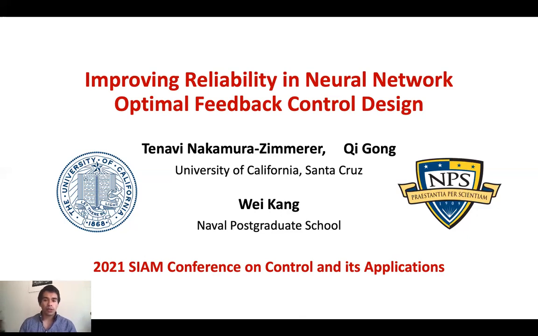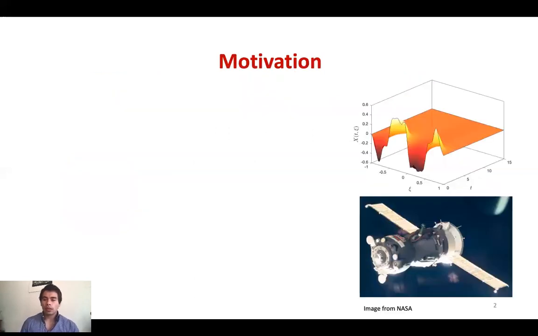This talk is about some recent research trying to improve the reliability in using neural networks for optimal feedback control. So we want to design controllers for high-dimensional nonlinear systems. In this talk, we'll use an example from PDEs. Previous work has done things with aerospace, and there's many domains where you want to try to do something like this.